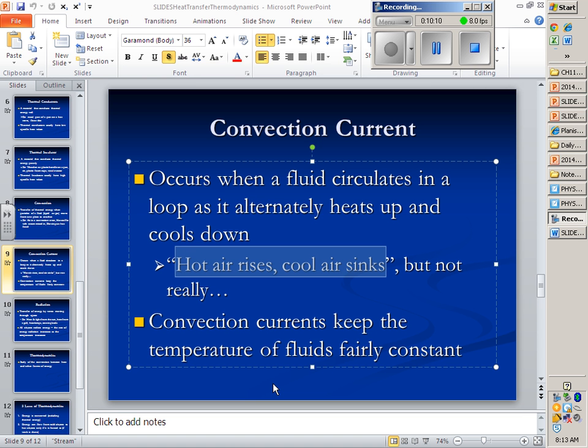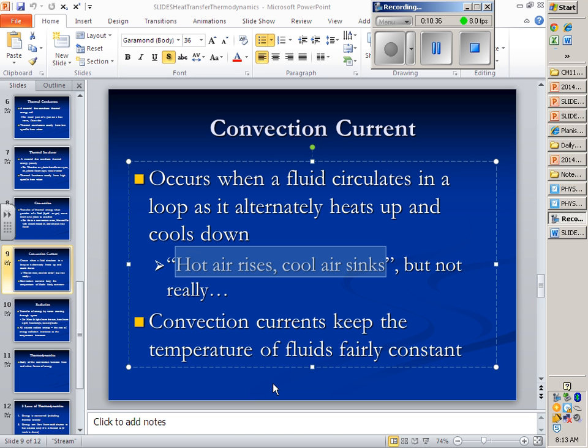But when things get hot, generally what happens to their volume? We can talk, there's only 5 of us, so go ahead. When things get hot, what generally happens to their volume? They expand, right? And if things expand, what happens to their density? It decreases, right? Where do less dense things go?